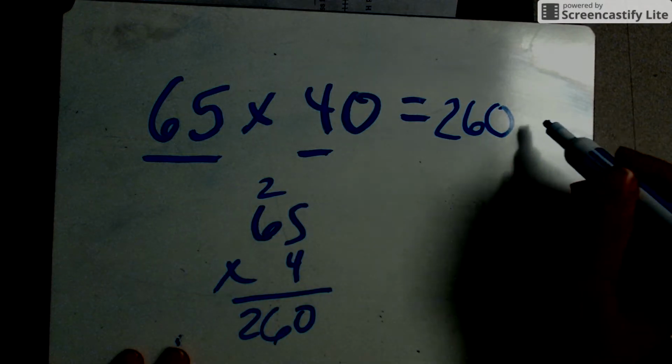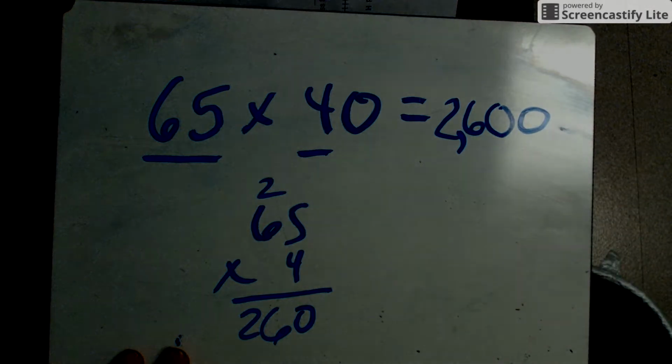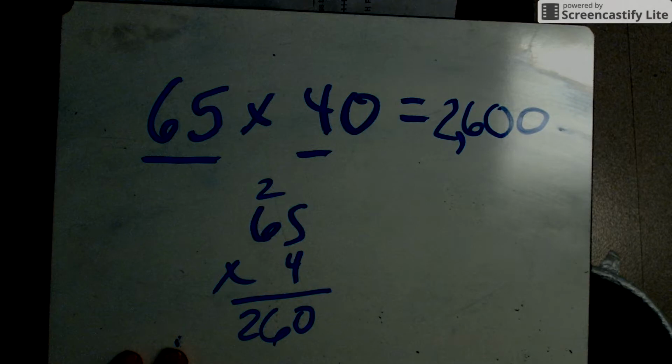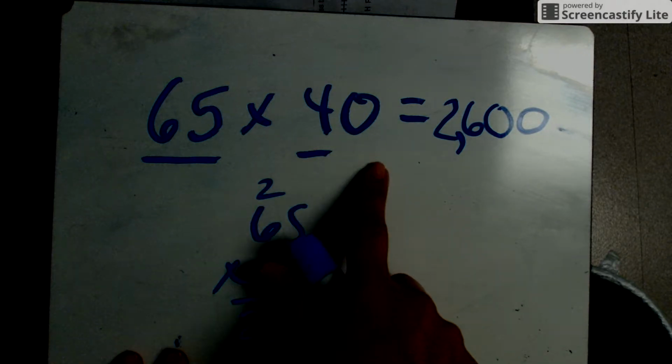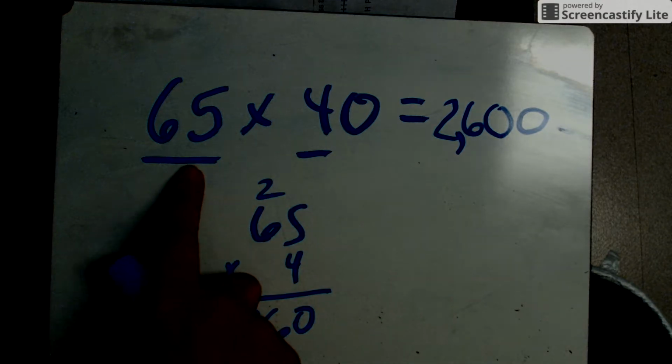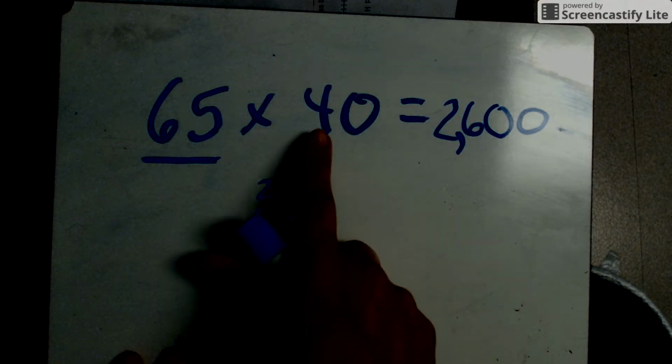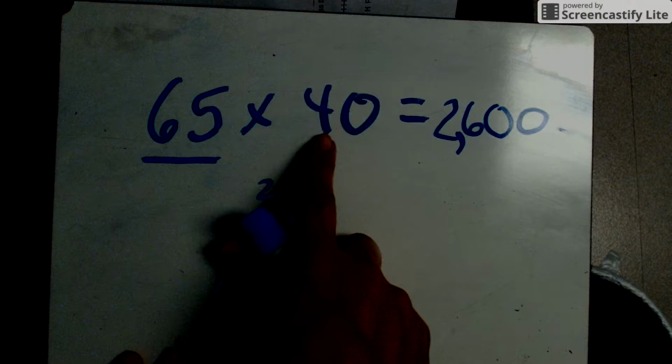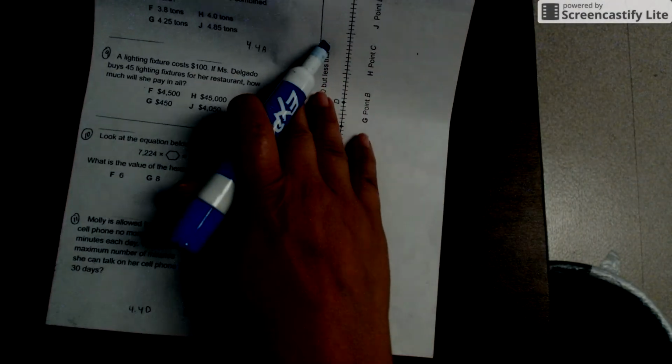And then I would just simply add my 0 from 40, and I have a product of 2,600. Okay, it's knowing how to multiply by multiples of 10. So 40 is a multiple of 10. Anytime we're multiplying by a multiple of 10, you could take your first factor and multiply it by the first digit in that second factor. Okay, so think about that as you're doing number 11.